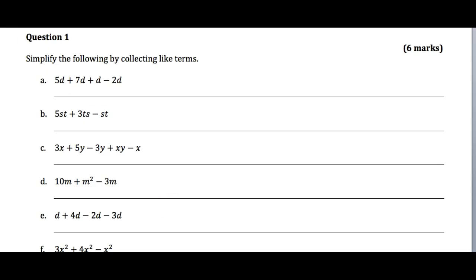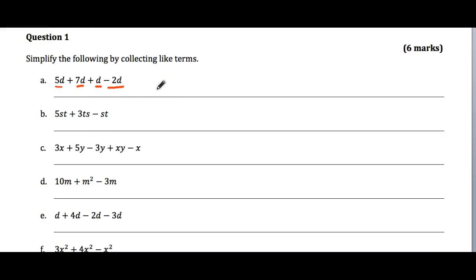All right, so let's go through question 1. Simplify the following by collecting like terms. Let's go straight back to the basics. Anything that is a like term, I'm going to color in the same. We only look at the pronumeral part. It doesn't matter about the number out the front. So we've got a D here, a D here, a D here, and a D here. So that's fine. They're all like terms.